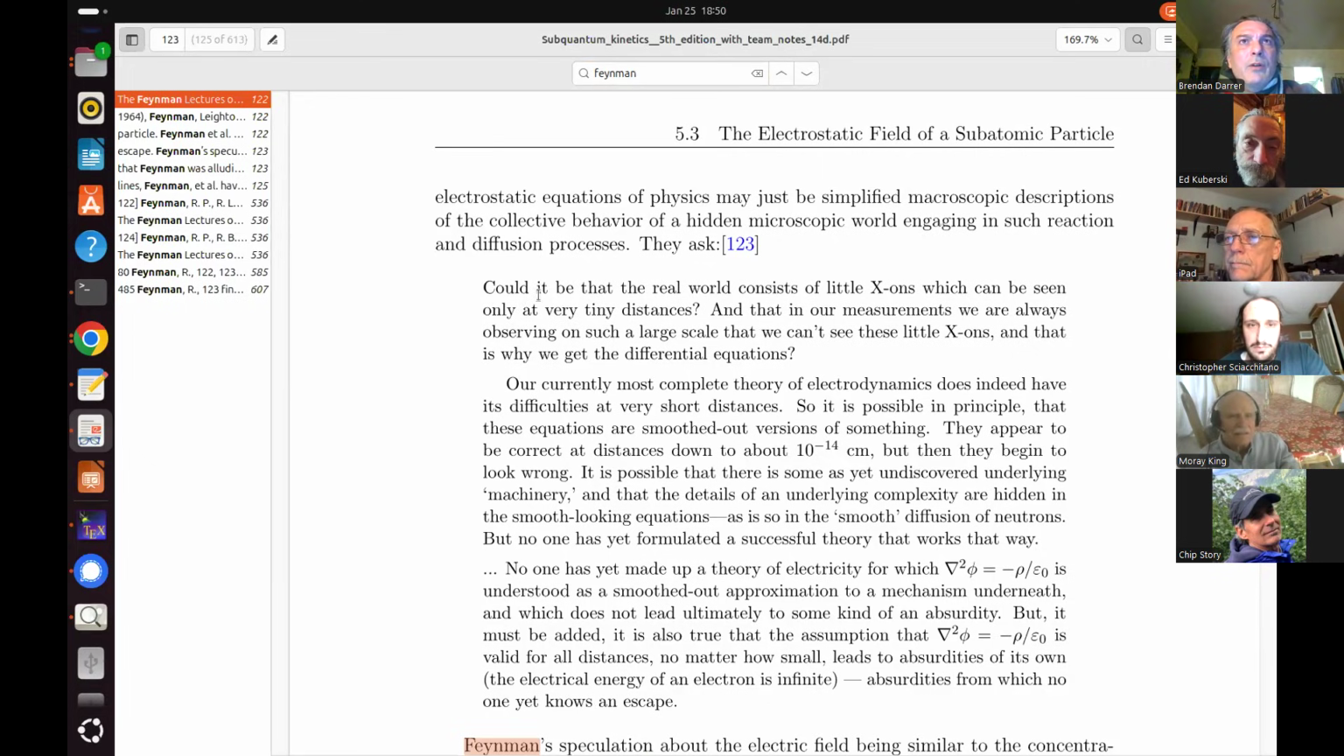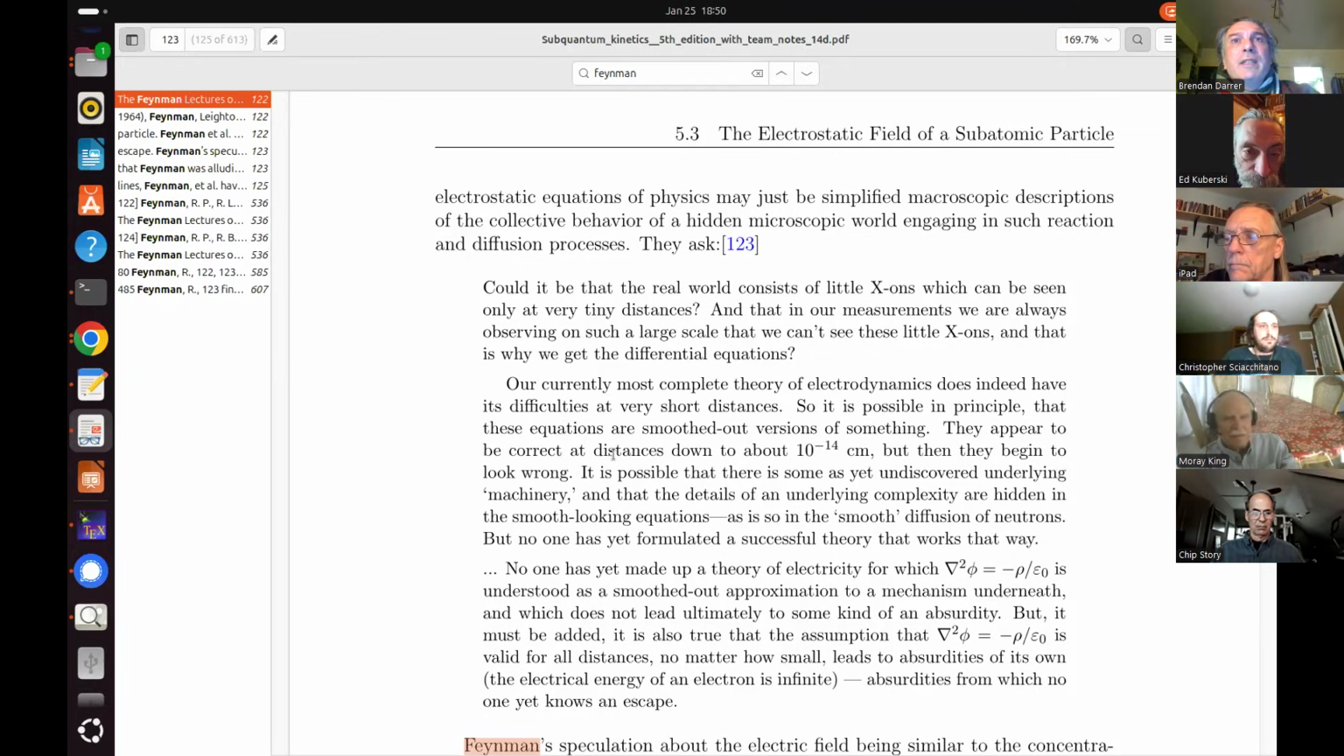They're derived from experiment. Could it be that the real world consists of little exons which can be seen only at very tiny distances, and that in our measurements we are always observing on such a large scale that we can't see these little exons, and that is why we get differential equations? Our currently most complete theory of electrodynamics does indeed have its difficulties at very short distances, so it is possible in principle that these equations are smoothed out versions of something.